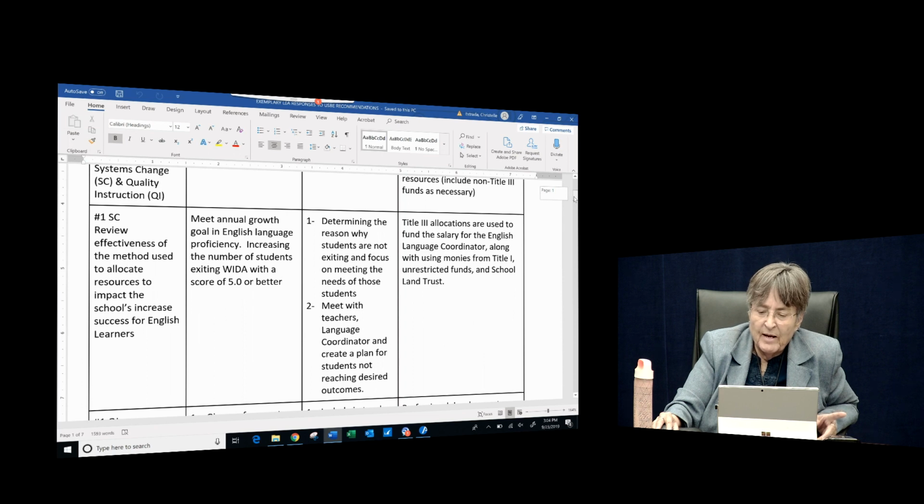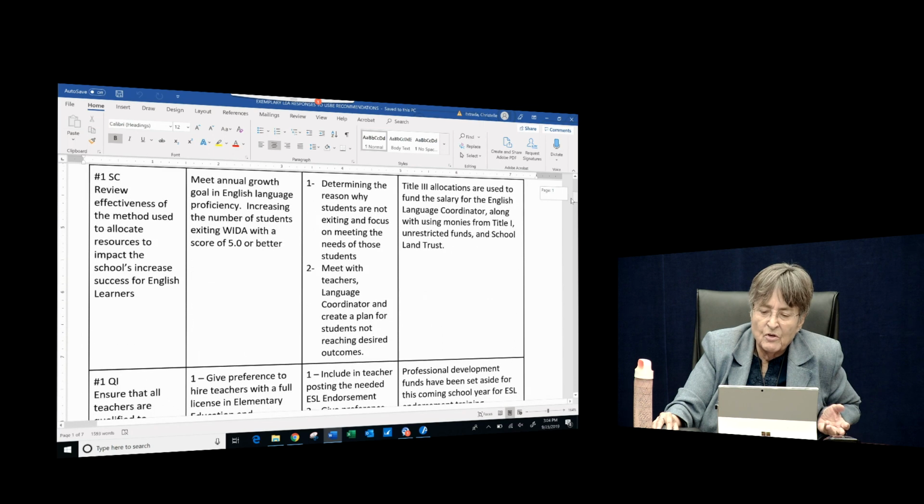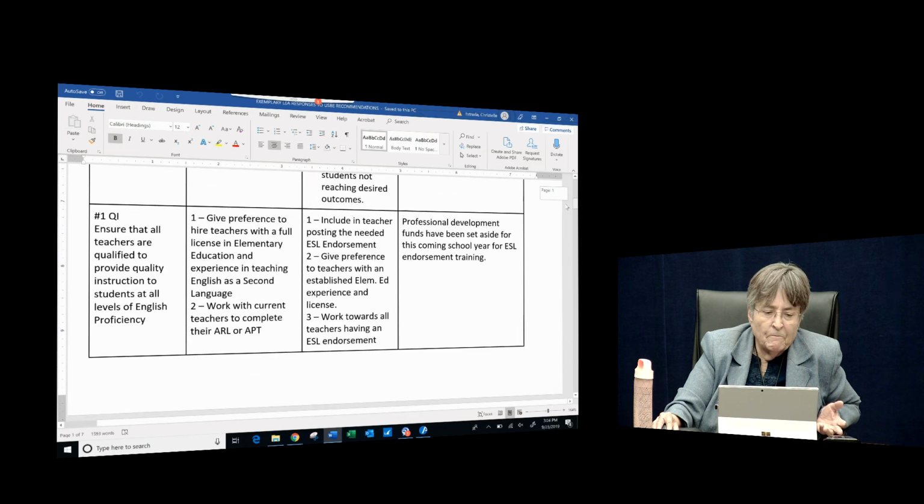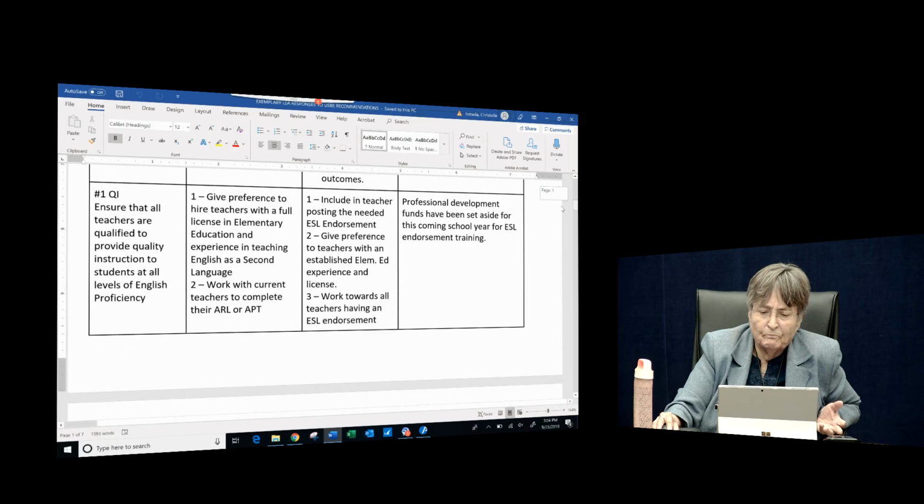And then Title III allocations are used to fund the salary for the English language coordinator, along with using monies, here's an example, from Title I unrestricted funds and school land trust. So the way in which this is going to be focused is the resources are braided funding. It's not, okay, so this is Title III, we don't have that many kids, we can't do it. Okay, then here's the other question.